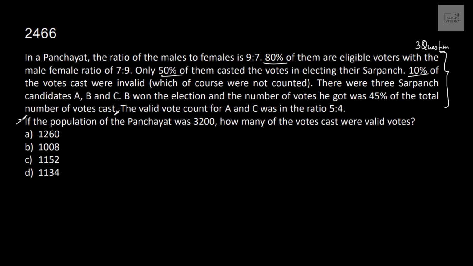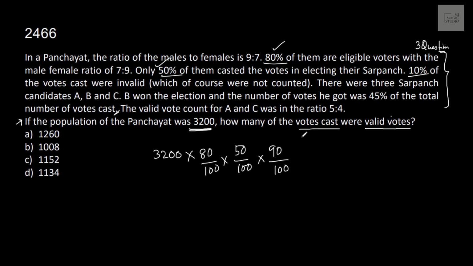Now straight away go to the question and see what kind of data needs to be extracted from here to answer that question. If the population of the panchayat was 3200, how many of the votes cast were valid votes? Out of 3200 total population, only 80% are the eligible voters, out of which only 50% of them have casted their votes. And we are looking out for valid votes. 10% of the votes are invalid, that means valid votes are only 90%. That's it. This is the calculation we are looking out for.